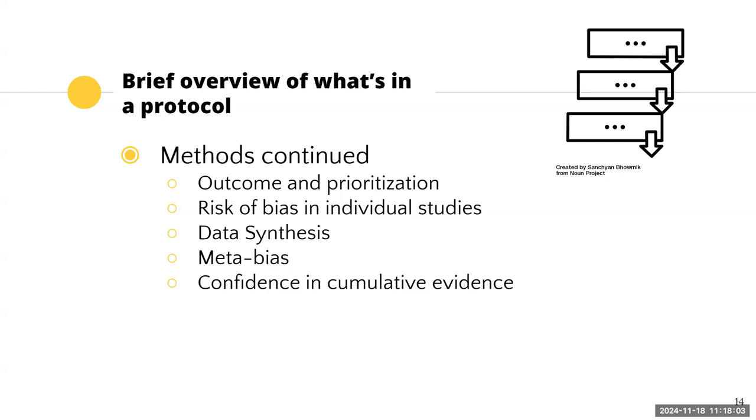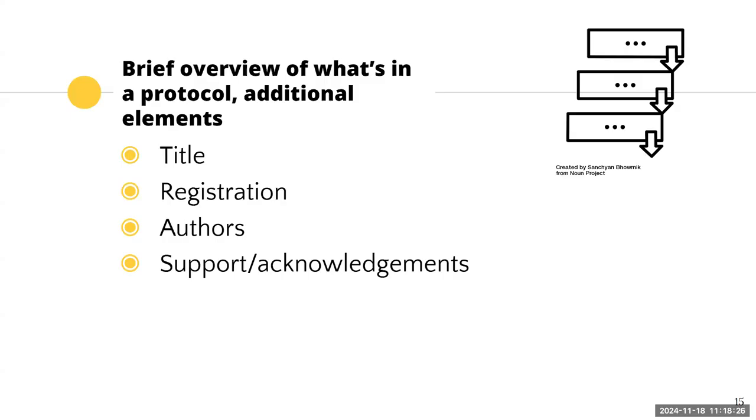Again, if it's a scoping review, there may not be any data synthesis. You may just be stopping at extraction and then doing a narrative of what kind of information you found. And then if there is an opportunity to do a meta-analysis, how that will be put together and represented.